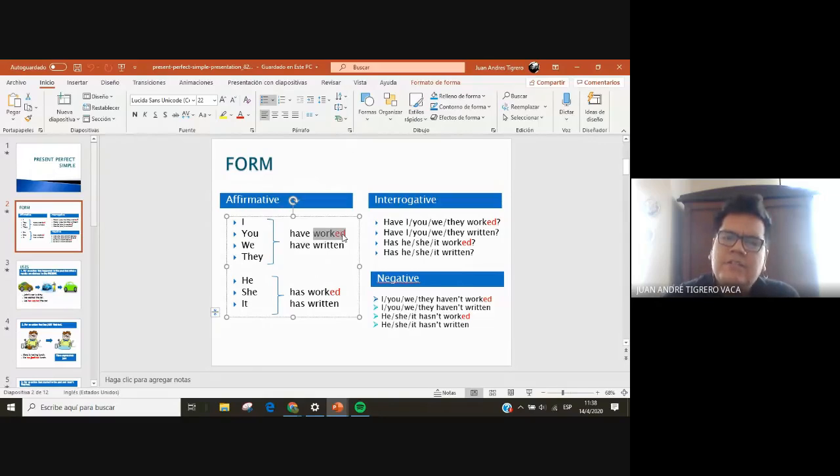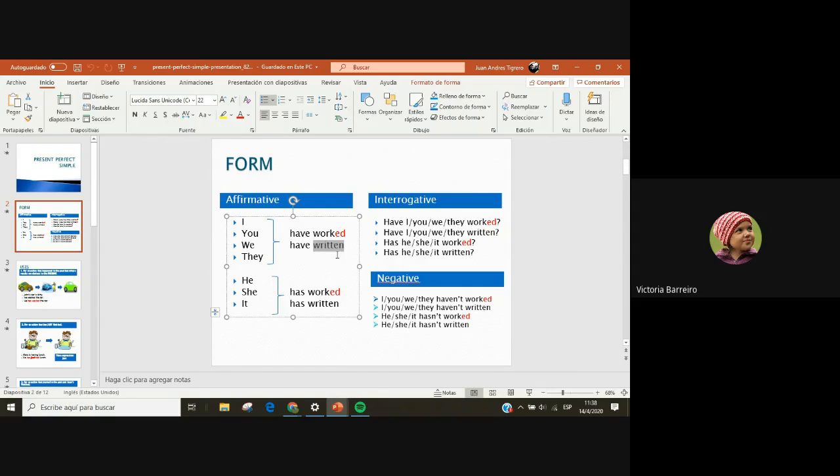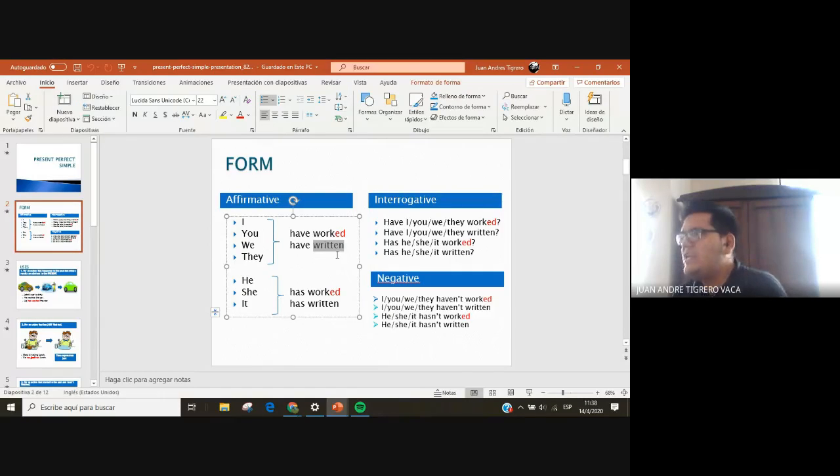And how about this verb? What type of verb is this? You see that it changed completely. So what type of verb is that? Is it regular or irregular? Irregular. Exactly, irregular, because it changes completely. So the base form of that verb is to write. So it has changed to written.